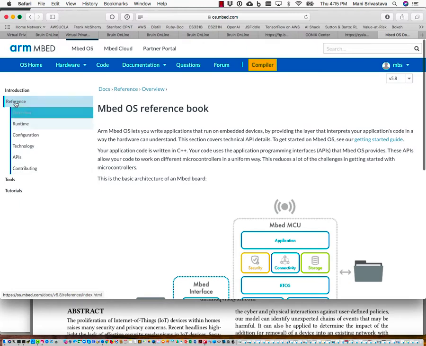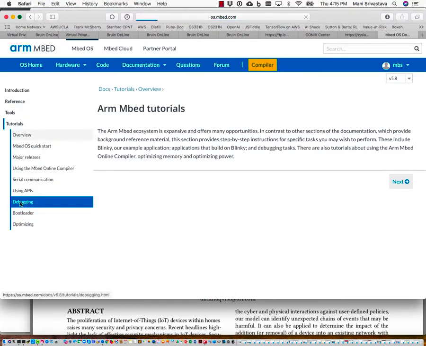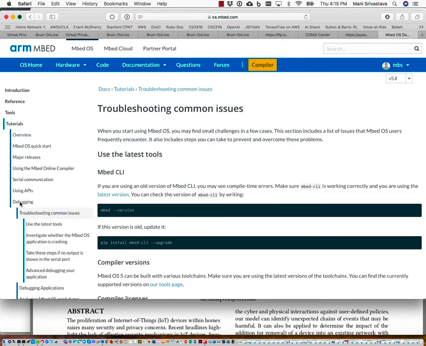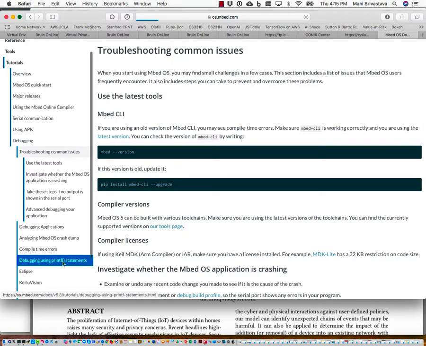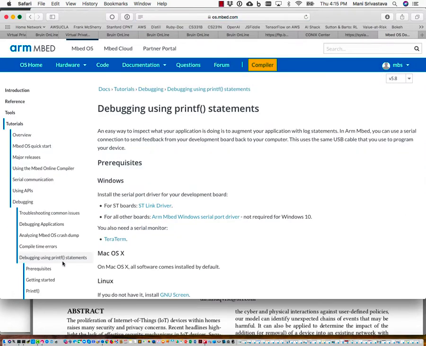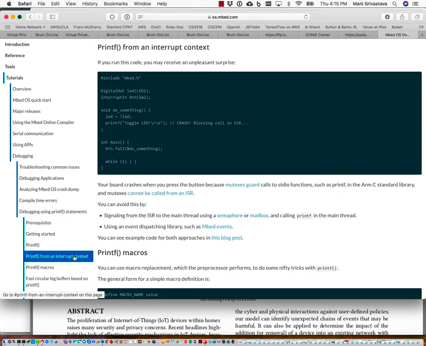So let's see. One thing that I found very useful is this debugging tutorial, okay? Because it shows you how to handle things in the IO. So let's skip through debugging using printf statements, okay? And look at this printf from interrupt context.